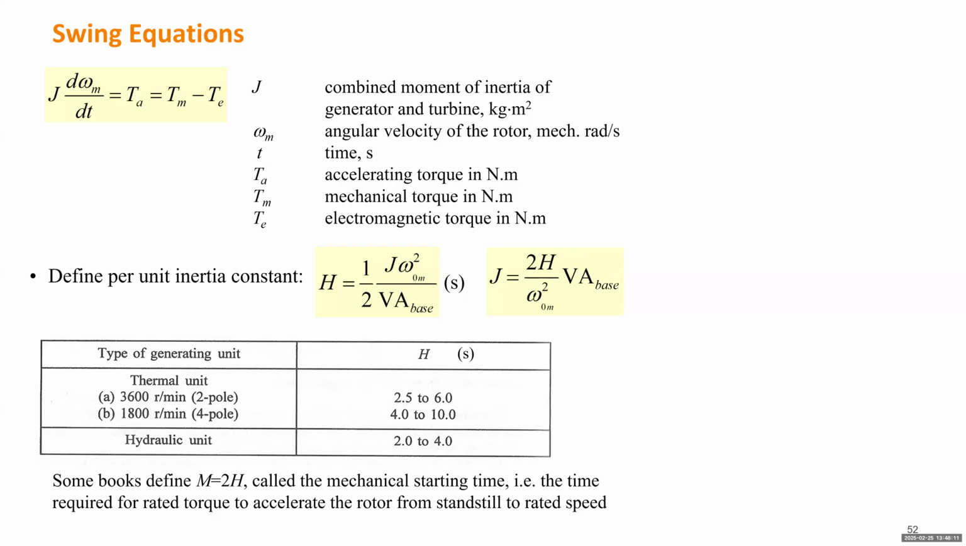You can easily explain why this one is 2H, because H is defined to be the total kinetic energy. Kinetic energy is defined as half of the moment of inertia multiplied by speed squared. That's the energy revolving at the synchronous speed, divided by the nominal power. That's the H factor. But if you start the unit from 0 speed to the synchronous speed, it will take double the time. Why?